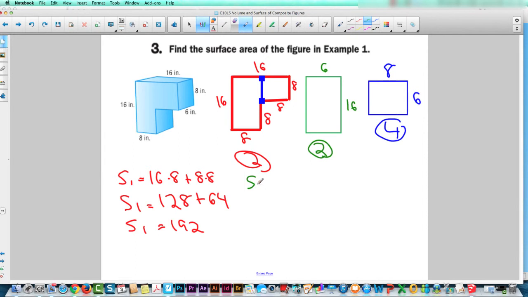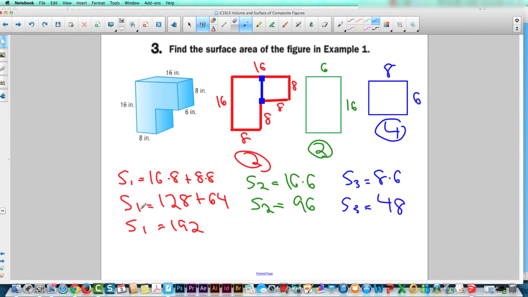Now I'm going to get the area of the green one. Again, it's a rectangle, so it's 16 times 6. So S2 is equal to 96. Now I'm going to do the same thing for the third one. That's S3, surface area of the third object. Again, it's a rectangle, so it's 8 times 6. So S3 is 48.